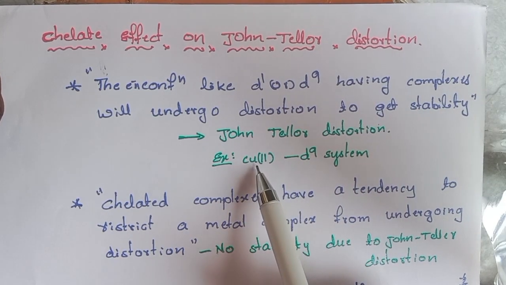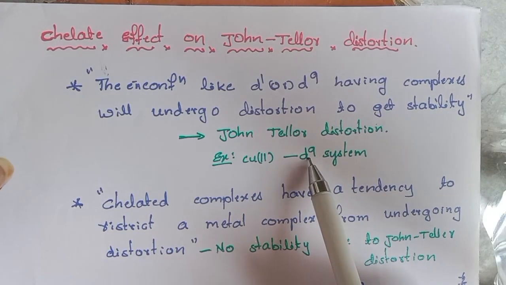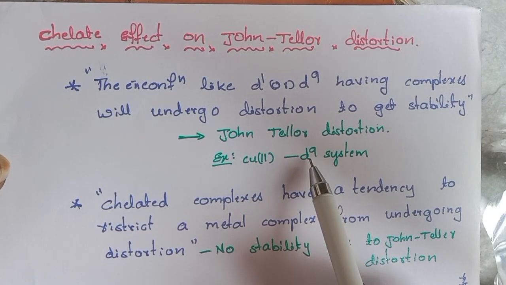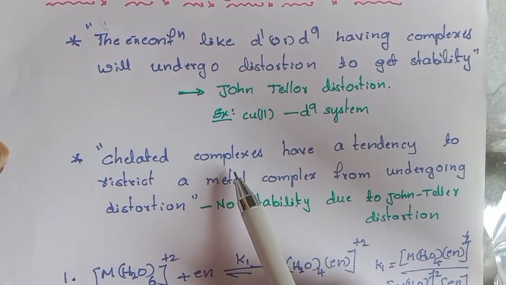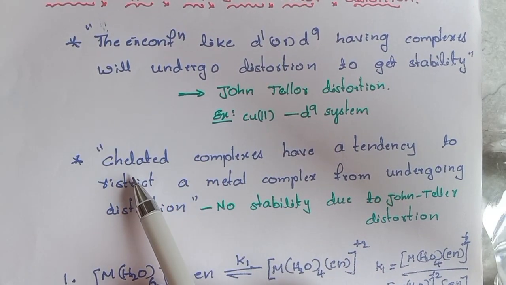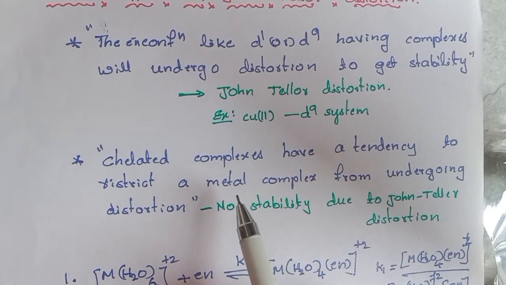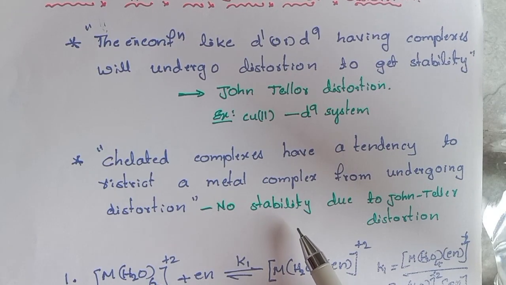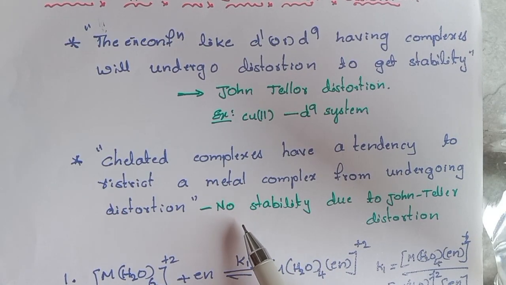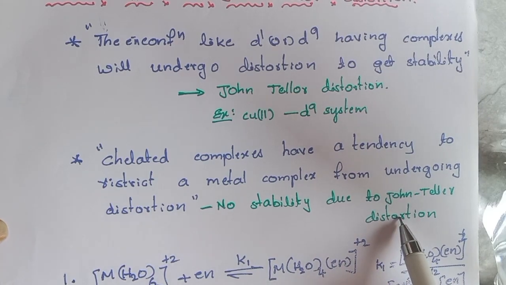For example, the copper(II) complex having the d9 system will undergo distortion to gain stability. That is called Jahn-Teller distortion. But chelated complexes have a tendency to restrict a metal complex from undergoing the distortion. Therefore, here there is no stability due to Jahn-Teller distortion.